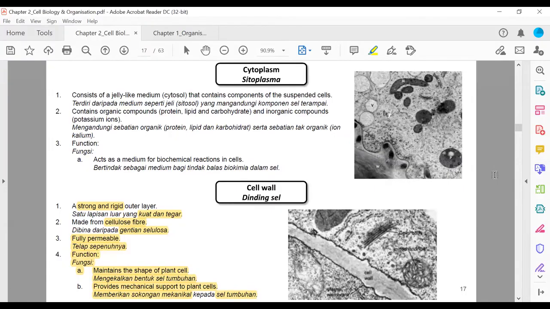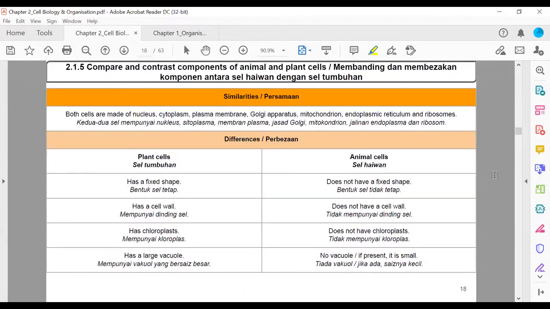Okay, kita dah belajar semua cellular component in both animal and plant cell. So we finished learning about the cellular components. So sekarang kita masuk ke 2.1.5, compare and contrast components of animal and plant cells. Membanding dan membezakan komponen antara sel haiwan dengan sel tumbuhan. So now kita akan tengok persamaan dan perbezaan di antara sel haiwan dengan sel tumbuhan.